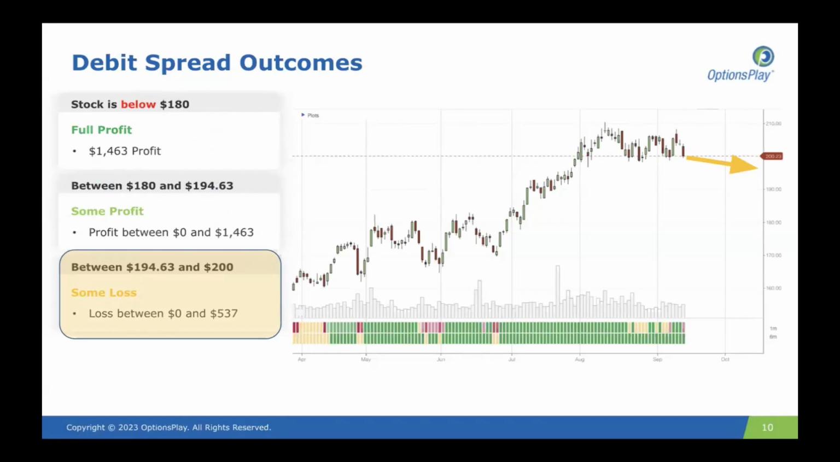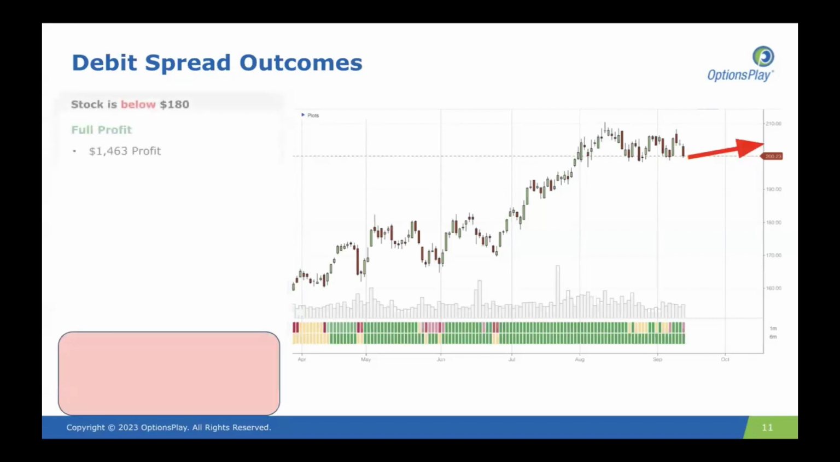So if we're right at 194.63, and that's exactly where the stock stops at, well, that's our break even. That means that we made zero on that trade. And the further and further it goes down towards 180, there is more profit that can be made on that position. So here are the outcomes. The full profit, if we go below 180, is $1,463 per 1-by-1 spread that we put on.